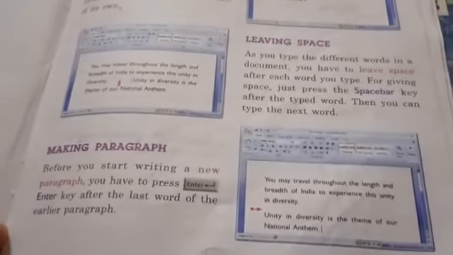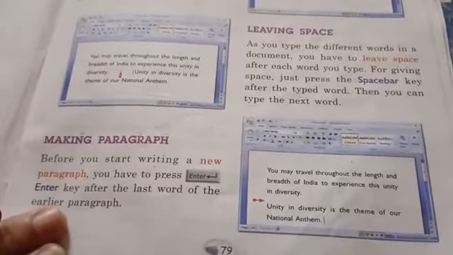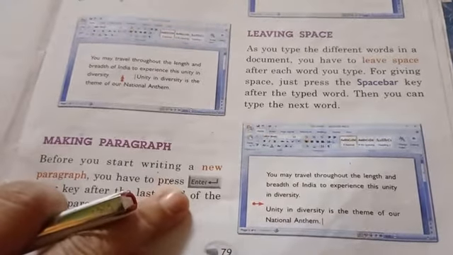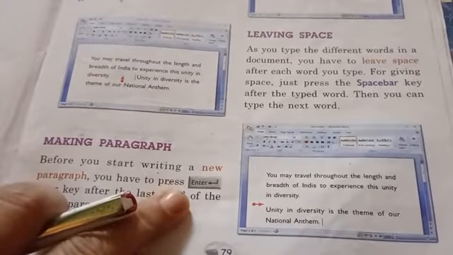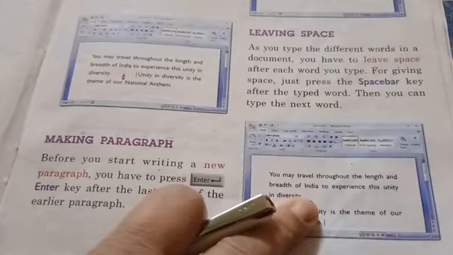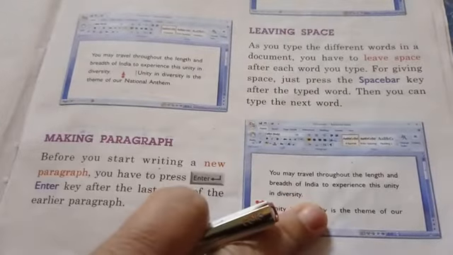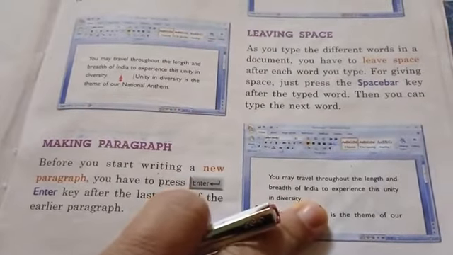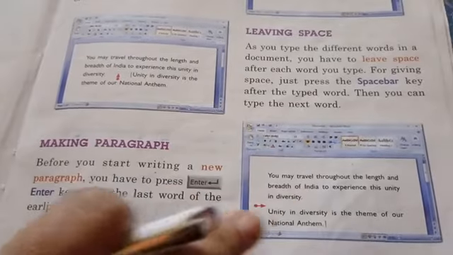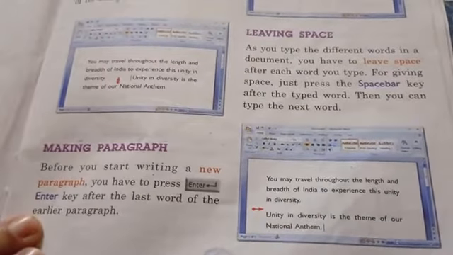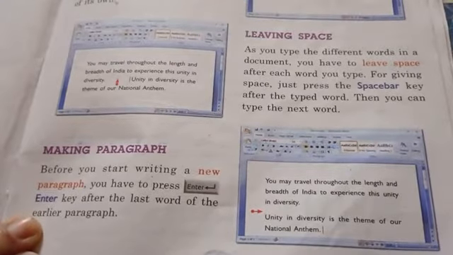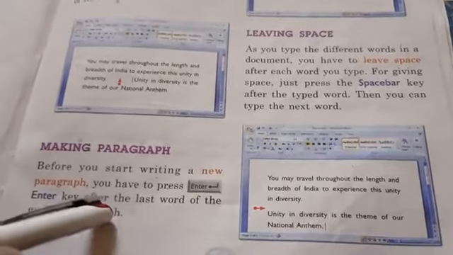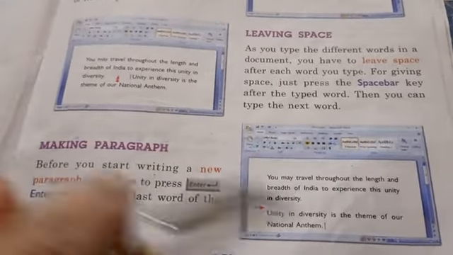Next is making paragraph. Before you start writing a new paragraph, you have to press Enter. Now you can see here, if you want to start a new paragraph, suppose here in diversity your line is completed, you want a new paragraph from here. After that you have to press the Enter key. By pressing Enter key, your cursor will move to the next line and you can easily make a paragraph. Before you start writing a paragraph, you have to press Enter key after the last word of the earlier paragraph.